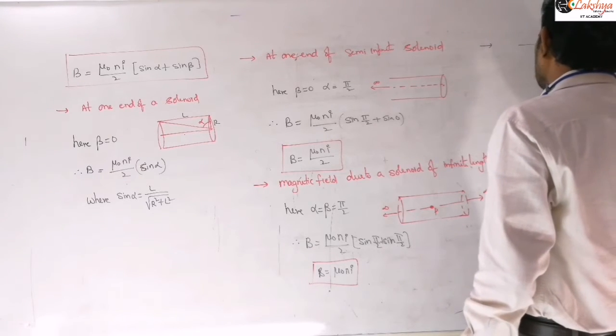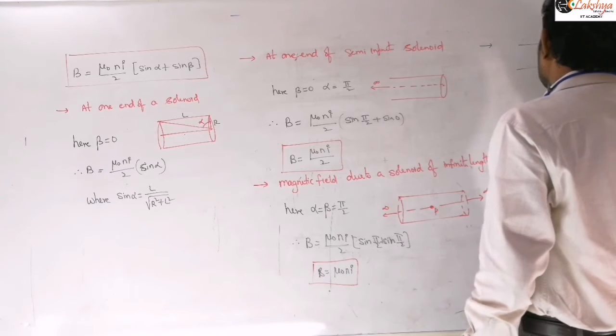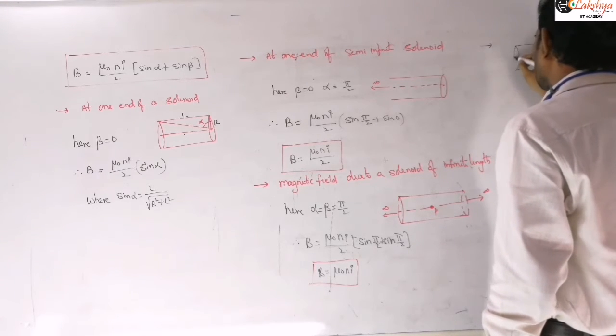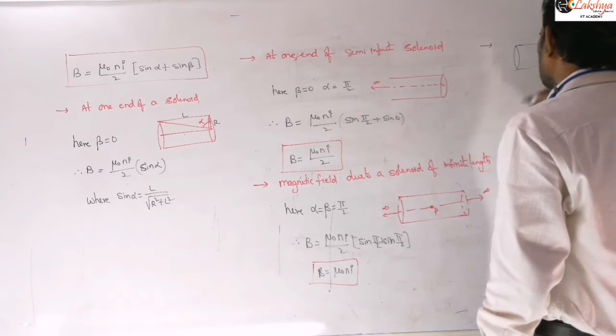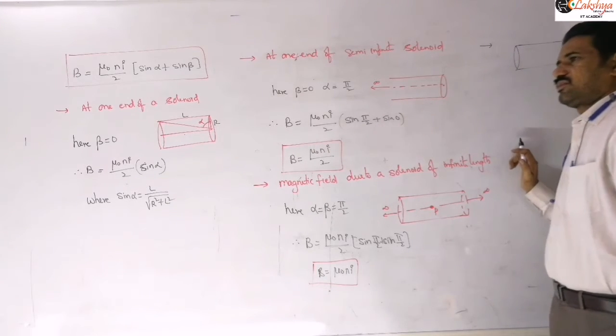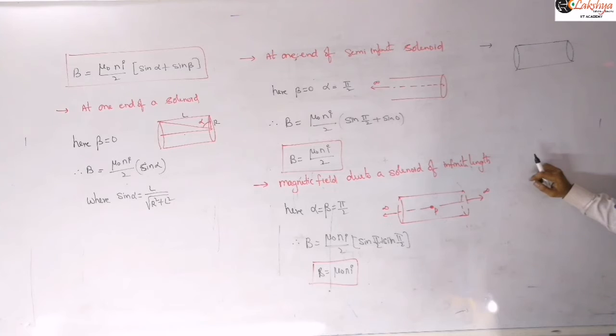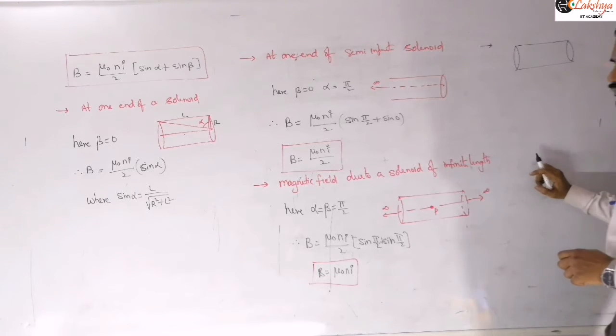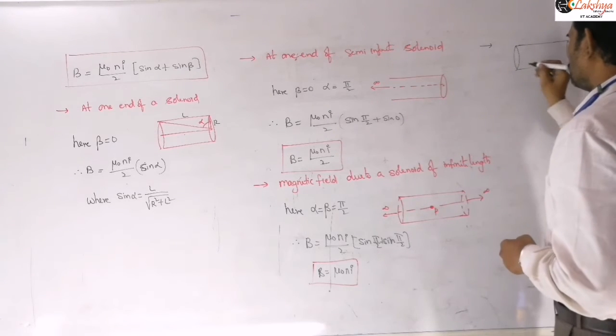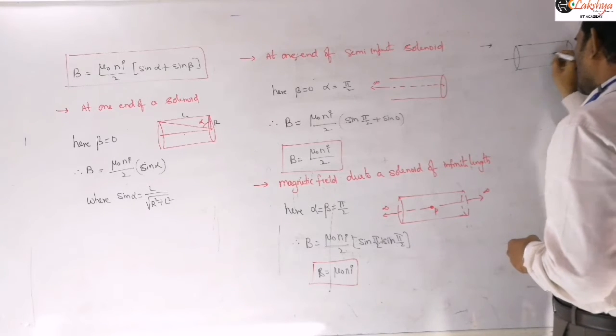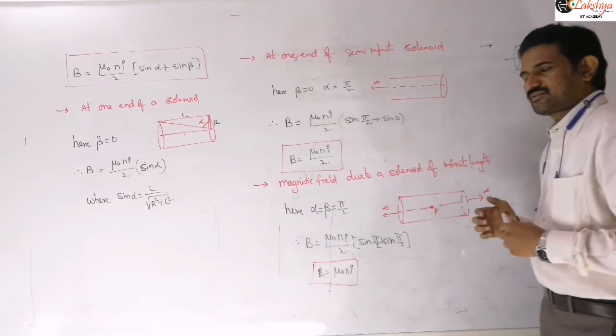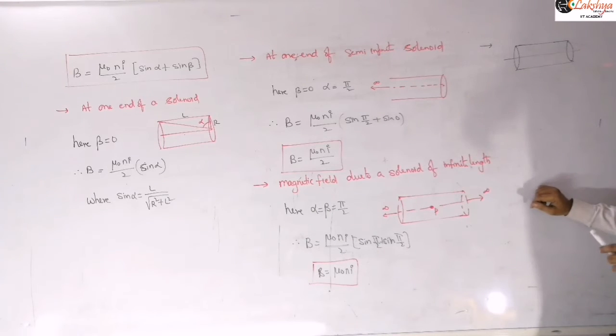The direction of magnetic field due to this solenoid, for any internal point, that means for any point on its axis, is parallel to the axis, is along the axis.